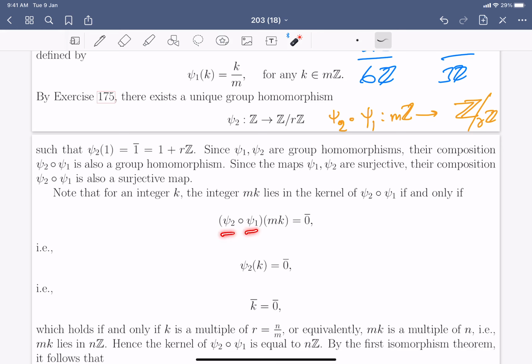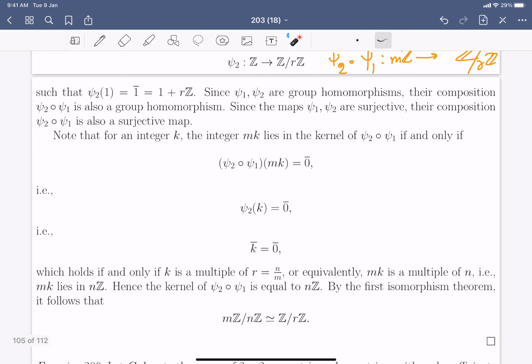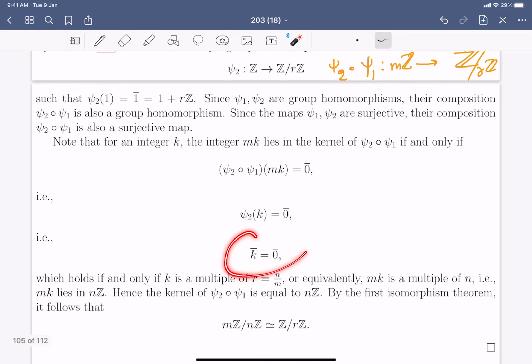And what is psi 2 composite psi 1 applied to mk? We first apply psi 1 to mk, and then we apply psi 2. So we apply psi 2 to psi 1 of mk, and psi 1 of mk is by definition equal to k. And so the statement that mk lies inside the kernel of psi 2 composite psi 1 is equivalent to saying that psi 2 of k is 0, and that is equivalent to saying that k bar is 0 inside z mod rz. That is the same as saying that k is a multiple of this integer r. In other words, k is a multiple of n over m, the same as saying mk is a multiple of n.